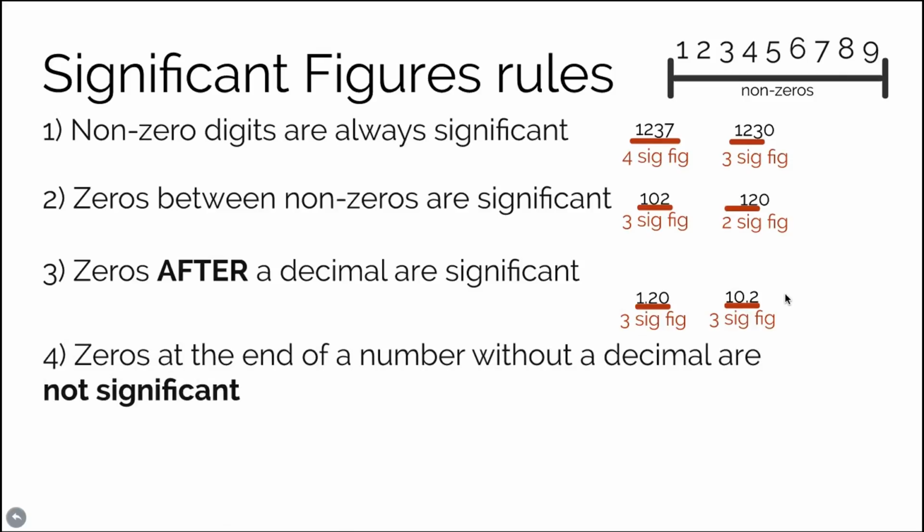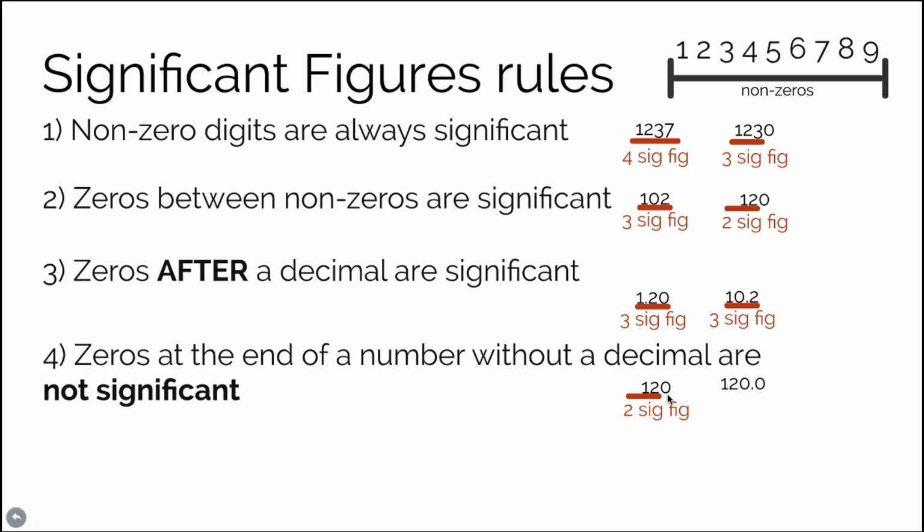Rule number 4 is that the zeros at the end of a number without a decimal are not significant. So again, if we go back to our example of 120, we see that there's no decimal here, so we just focus on the 1 and the 2. The 0, no decimal, we don't care for it, so we'd count this as being 2 significant figures.